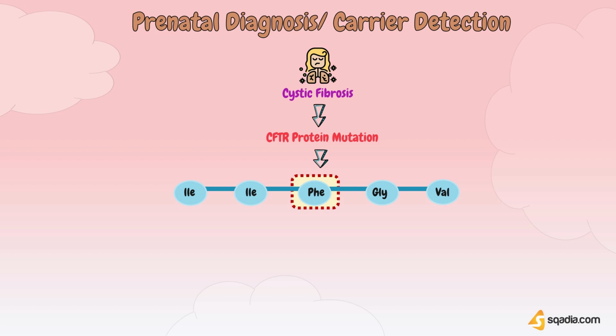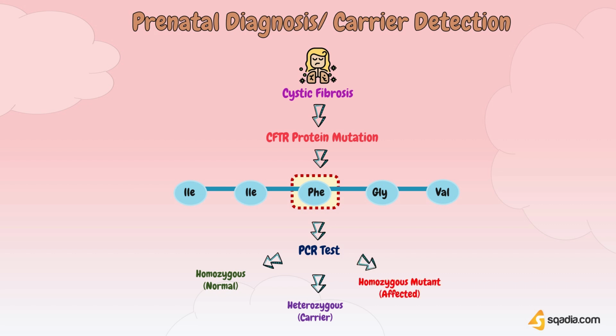Because the mutant allele is 3 bases shorter than the normal allele, it is possible to distinguish them from each other by the size of the polymerase chain reaction products obtained by amplifying that portion of the deoxyribonucleic acid. The results of such a polymerase chain reaction test can distinguish between homozygous normal, heterozygous, which is carrier, and homozygous mutant, who is affected individual.